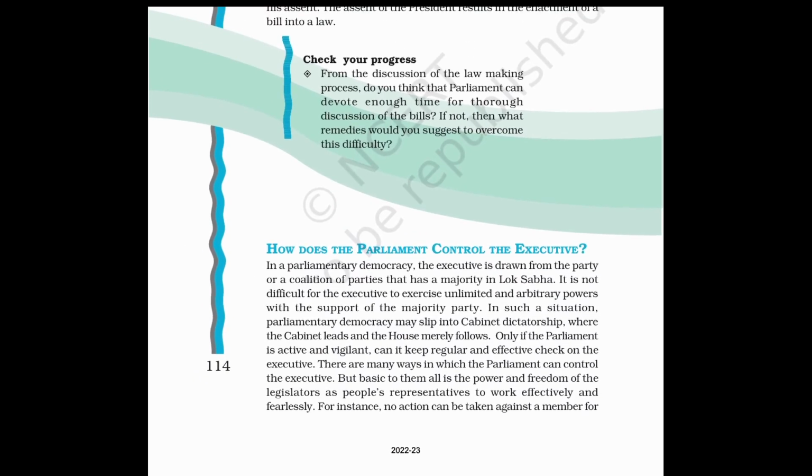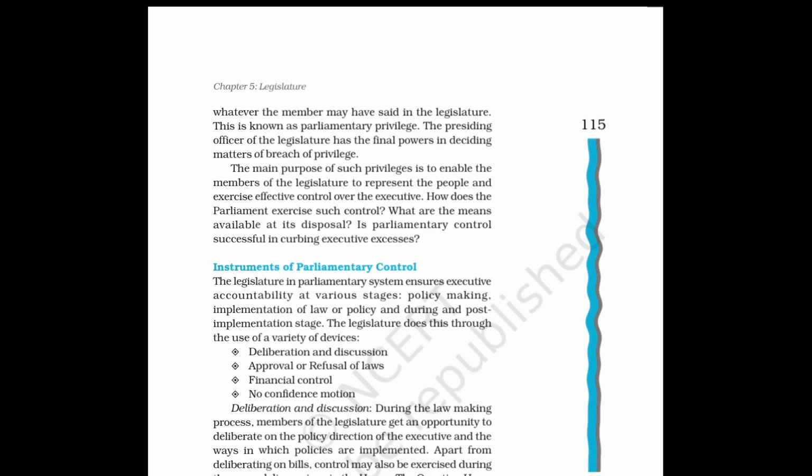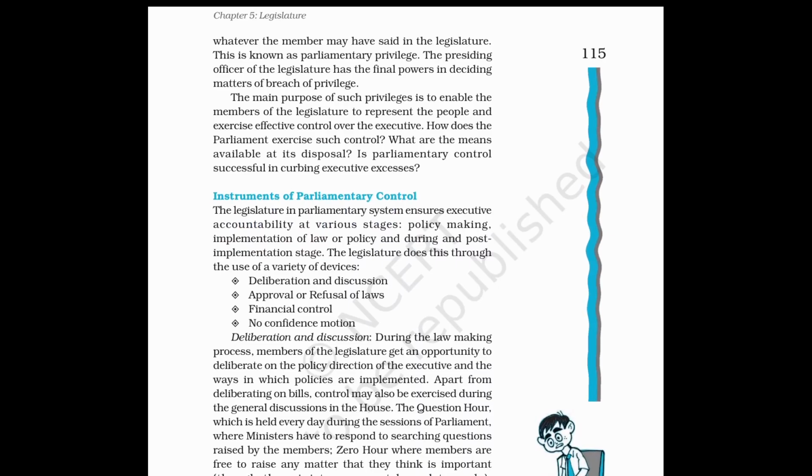So I've told you we will have a section on how the parliament controls the executive. Now, because it is very important, the executive is drawn from the party itself, or let's say the coalition of parties which has a majority in Lok Sabha. So you cannot say that they will just have unlimited and arbitrary powers with the help of the party. They need to have the support of the legislature. So only if the parliament is active and vigilant can they keep a check on the executive. So there are certain procedures or instruments that we have for parliamentary control of the executive.